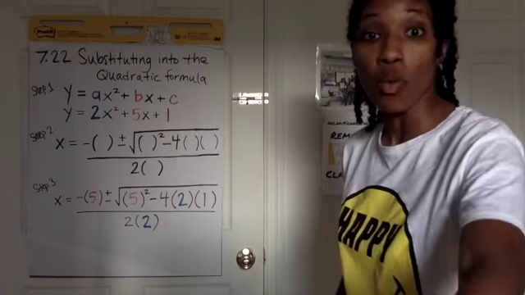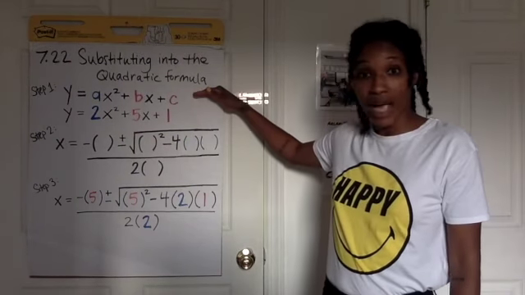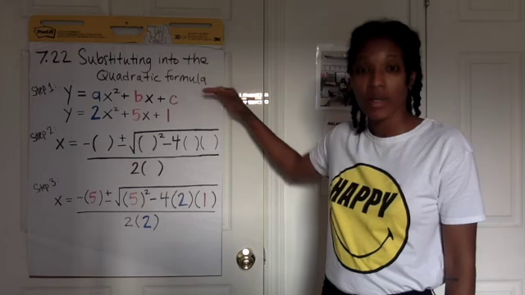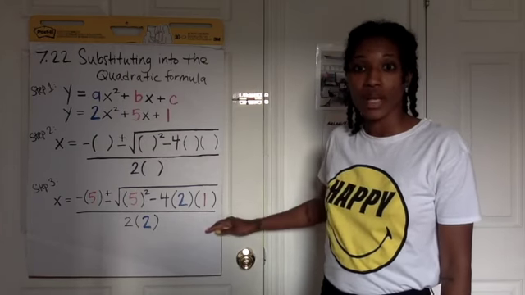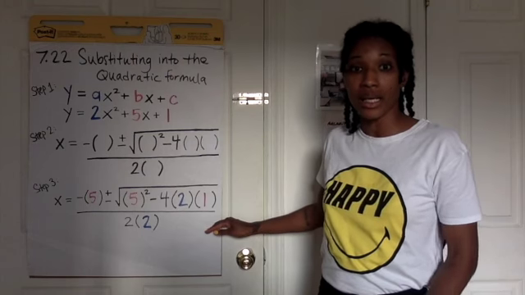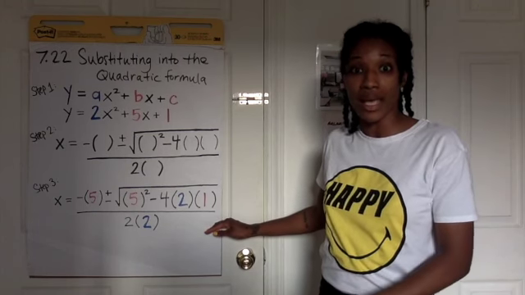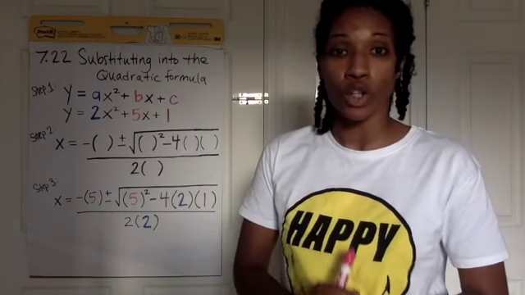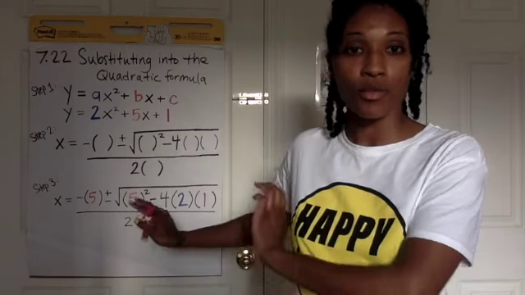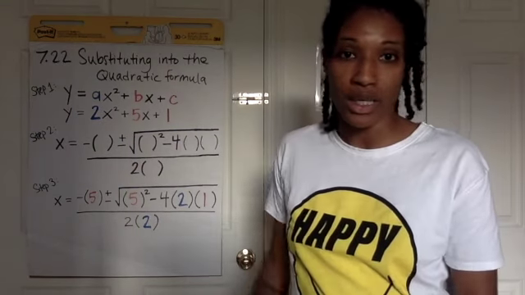Done. We're going to practice identifying the a, b, and c, setting up the quadratic formula with your parentheses, and then substituting in those parentheses with the a, b, and c. And then you can stop. And tomorrow, we will learn how to simplify this formula that looks complicated, but tomorrow you're going to see it's really not.